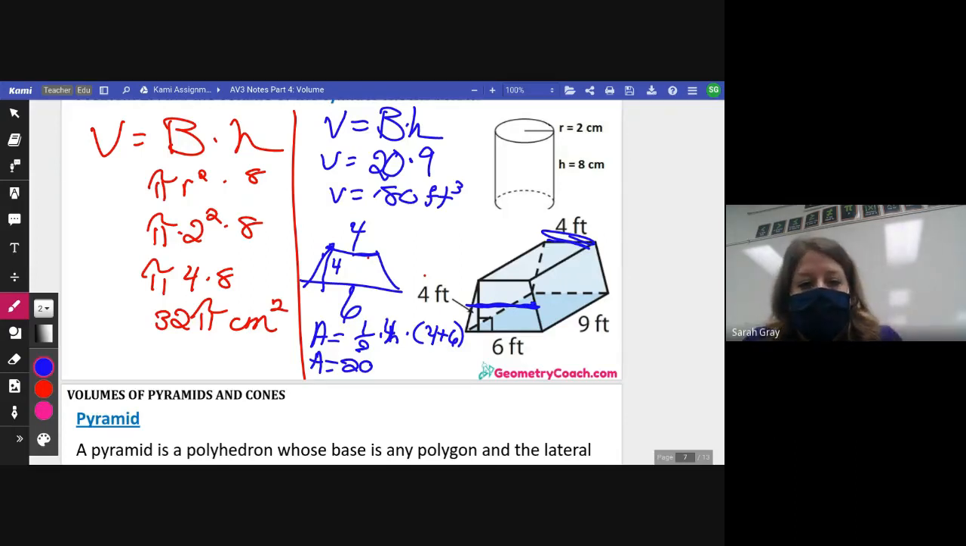Because I messed up. No, it's supposed to be a 3. Volume is always going to be cubic. Area, surface area, lateral area, always squared.